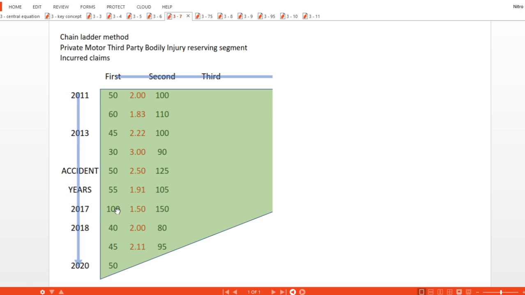If we look at the 2012 accident year, we get a first link ratio of 1.5, and that's 150 units of claims incurred after 2 years divided by 100 units of claims incurred after the first year. So 150 divided by 100, 1.5. This is a fundamental calculation in this method, so make sure you're comfortable with what you're seeing here. The red figures are the calculated link ratios, whilst the green figures are the actual development data from our individual claims database.